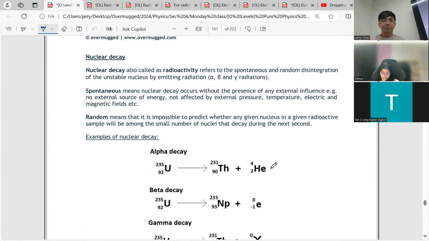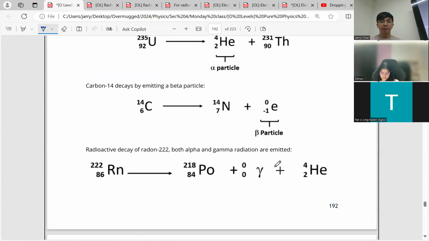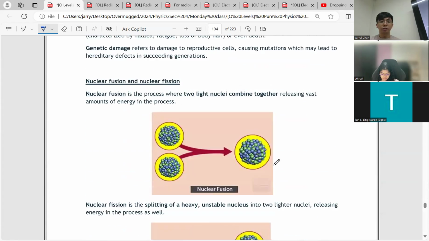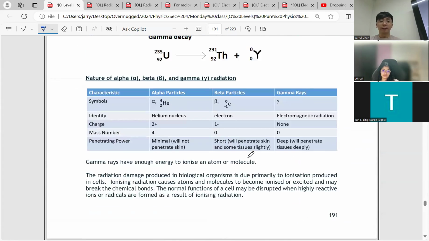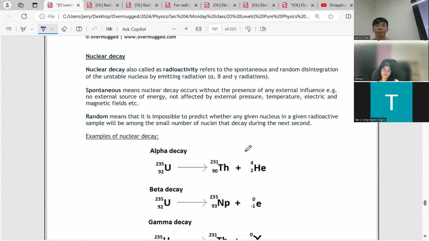Okay, we talk about nuclear decay for a bit, then we shall go on to the treating and radiation. We talk about this for a bit first before I show you the Oppenheimer video. Okay, the nuclear decay, right?